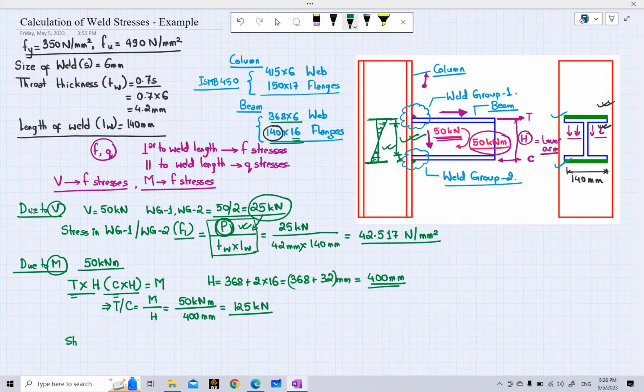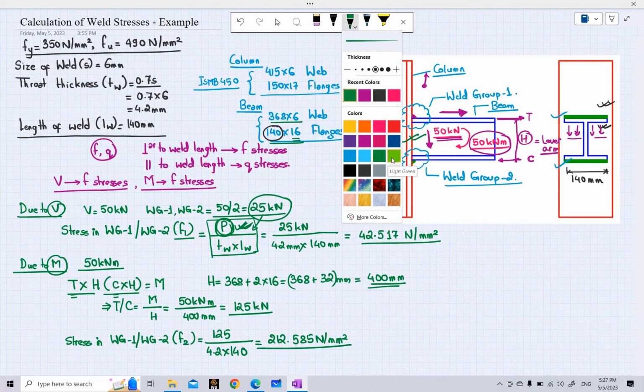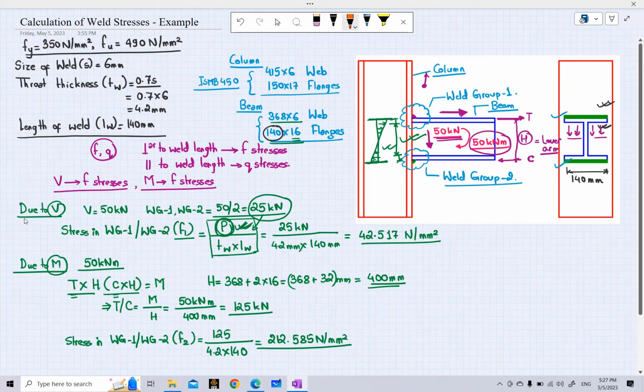Now again we have to calculate the stress in weld group 1 or weld group 2, and we will represent this by F2 for now. Now the force is 125 kilonewton divided by throat thickness 4.2 mm into the length of the weld, which will be the same, 140 mm. So this calculation will give you a stress of 212.585 Newton per millimeter square. So now we have calculated the stresses individually due to the shear force and due to the moment also.